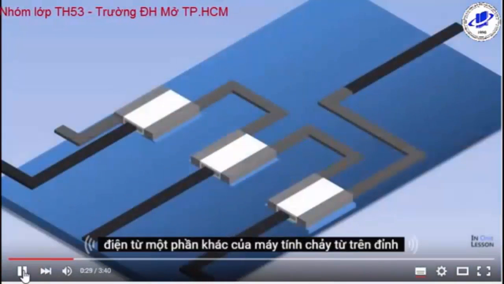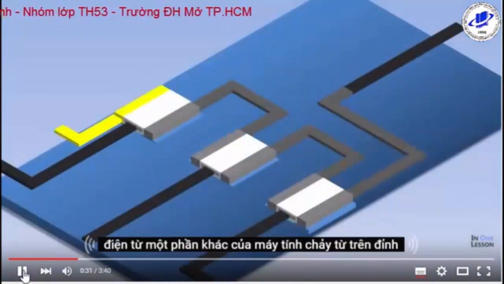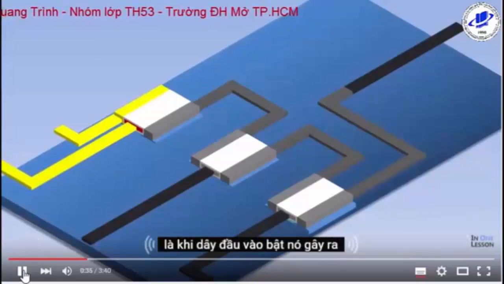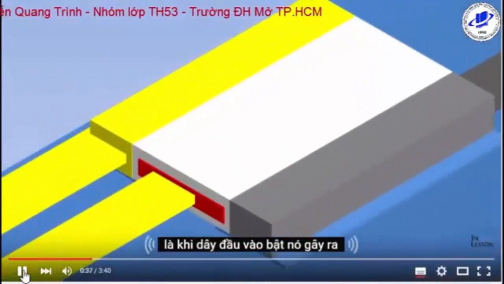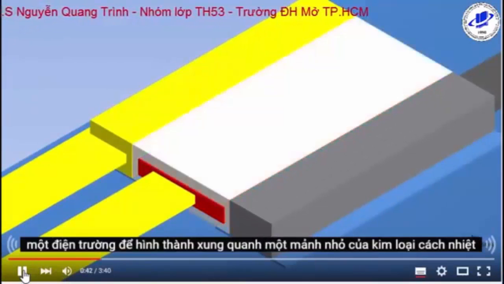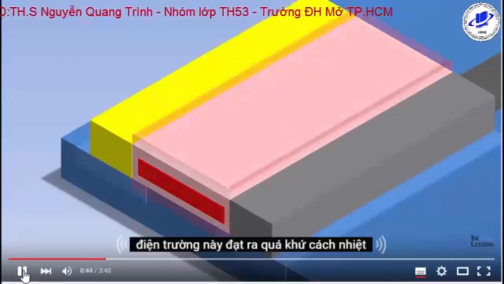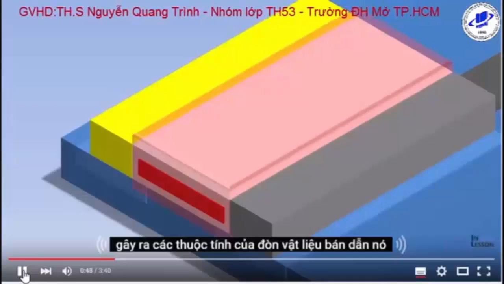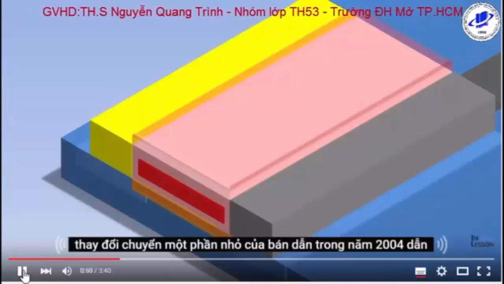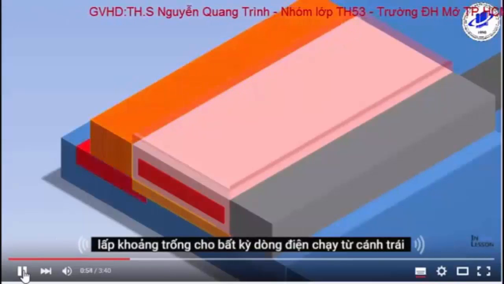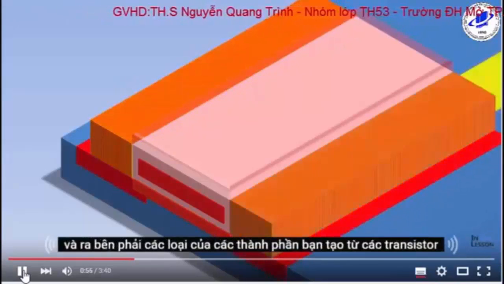The electricity from another part of the computer flows in from the top and gets stopped at the first transistor unless its input wire is on. When that input wire turns on, it causes an electric field to form around a small piece of insulated metal. This electric field reaches out past the insulation and causes the properties of the semiconductor material below it to change, turning a small part of that semiconductor into a full conductor, bridging the gap for any electricity flowing in from the left and out to the right.